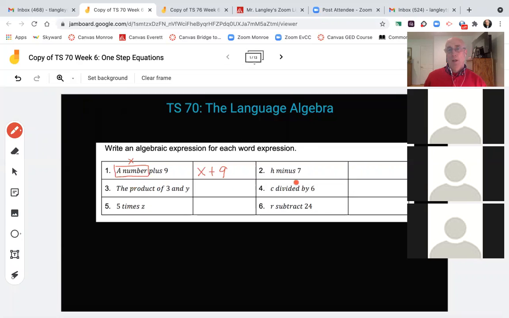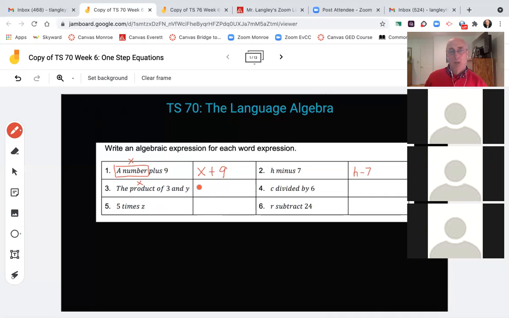Number 2, h minus 7. I'm just going to take the letter h and write minus 7. So that is h minus 7. Then it's spelled out, we're just making it using the normal symbol. Another expression, number 3. The product of, and we know product means multiplying, I'll put a little times above there. The product of 3 and y. Think about that for a moment. How would you write that on your paper as just a simple algebraic expression like 1 and 2?